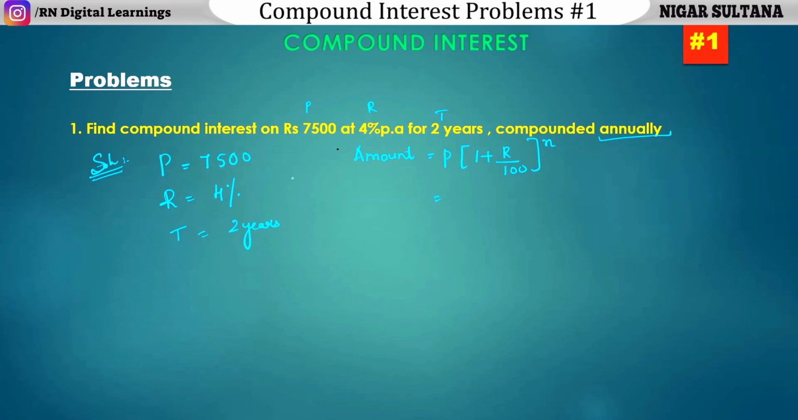So what is the value of P? P is 7,500. 1 plus, what is the value of R? It is 4% by 100. N means time, 2. Let's simplify this. 7,500, so let's take the LCM, 104 by 100 to the power N. When we simplify this, we will get 26 by 25, which is equal to 7,500 times 26 by 25.